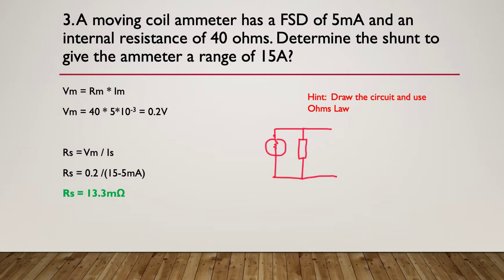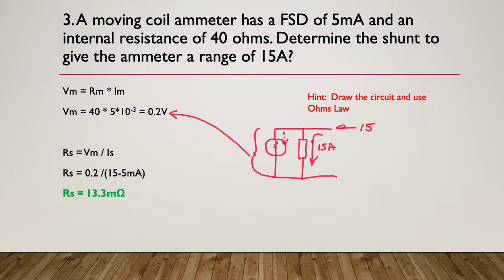And so the first thing we did is we worked out the voltage drop across the meter to cause full-scale deflection, which was that. We then used that voltage across our resistor because we know that we want to be able to put 15 amps in here, and we know that we wanted 15 amps to be able to go down there. Yes, there's a tiny bit through here, but it's so small we could ignore it. We wanted this to have 15 amps going through it.